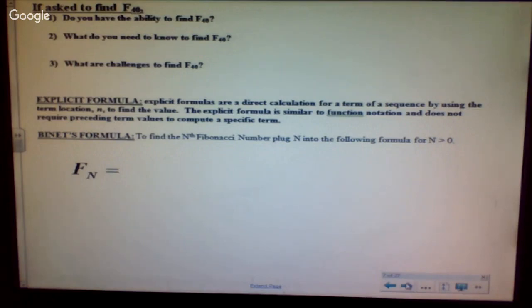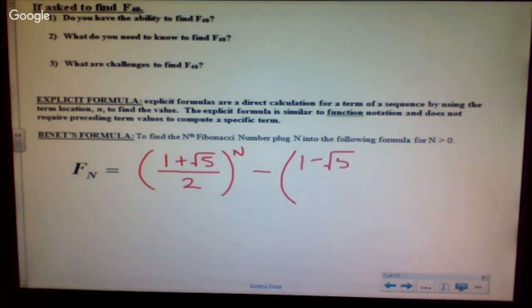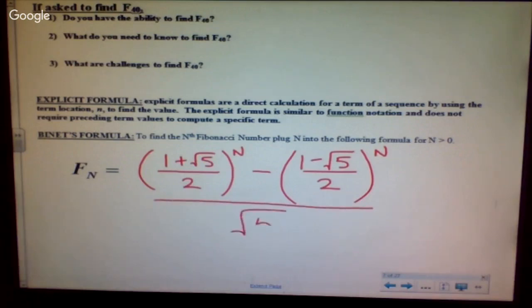So there is an explicit formula, which means all you have to do is plug numbers into it, and you can find any Fibonacci number you want. It's 1 plus the square root of 5, divided by 2, raised to the n, minus 1 minus the square root of 5, divided by 2, raised to the n, all divided by the square root of 5.